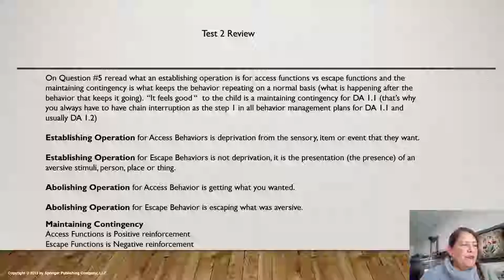So, for instance, if you took DA 1.1, the immediate sensory stimuli, and you started talking about this child doing self-stimulating behavior in order to avoid work or to avoid a situation, then you're not describing an immediate sensory stimuli, you're describing an escape behavior.